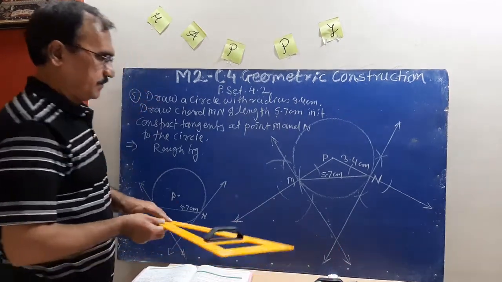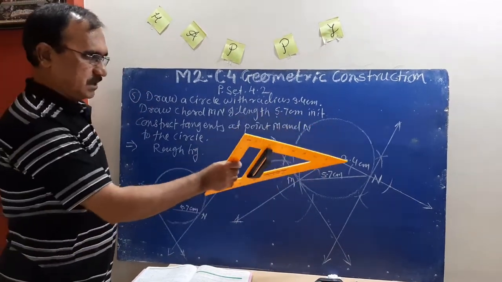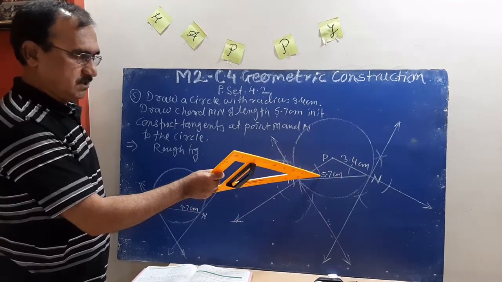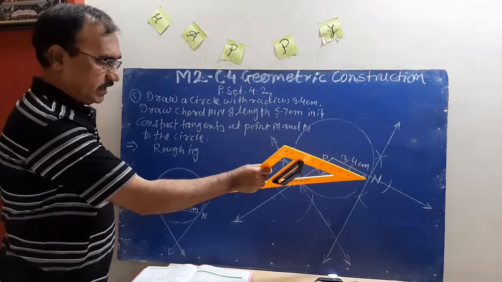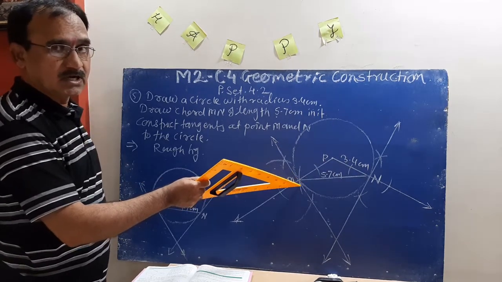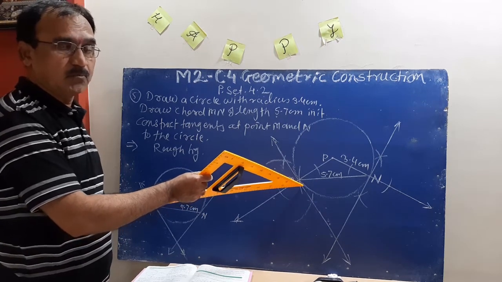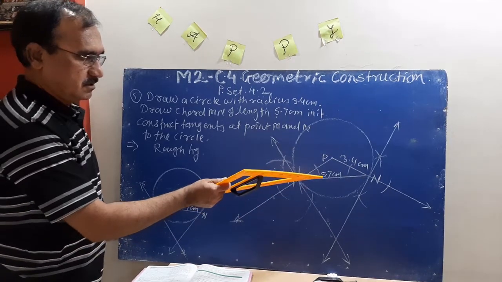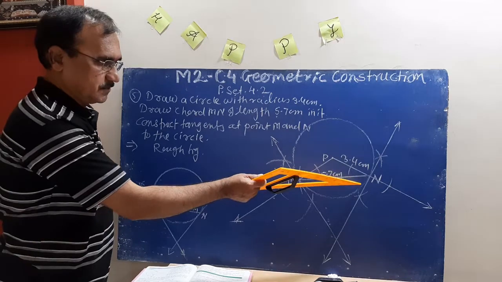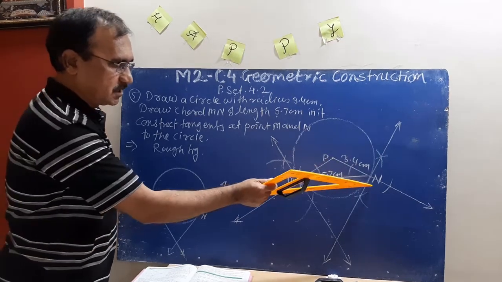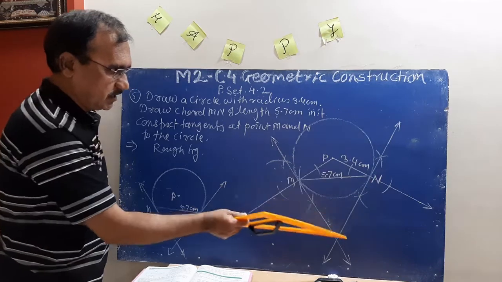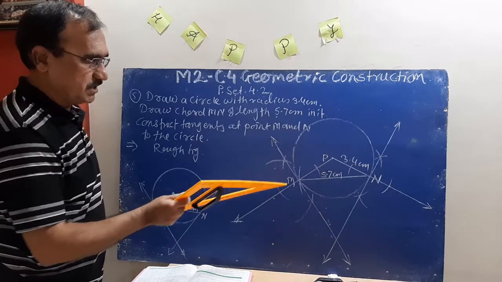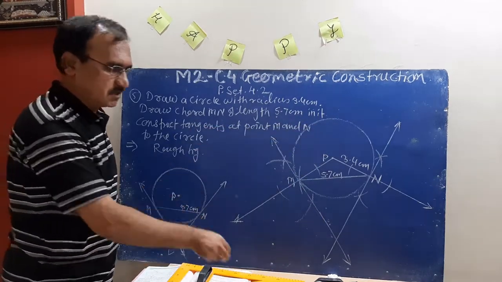Here, the circle has radius 3.4, then draw a chord having length 5.7 cm with the help of a rounder. Don't draw the chord with the help of a scale. Put the pointer here and draw an arc having distance 5.7, which is the chord. Then by using center we can draw the tangent passing through point N and the tangent passing through point M. Very easy construction.